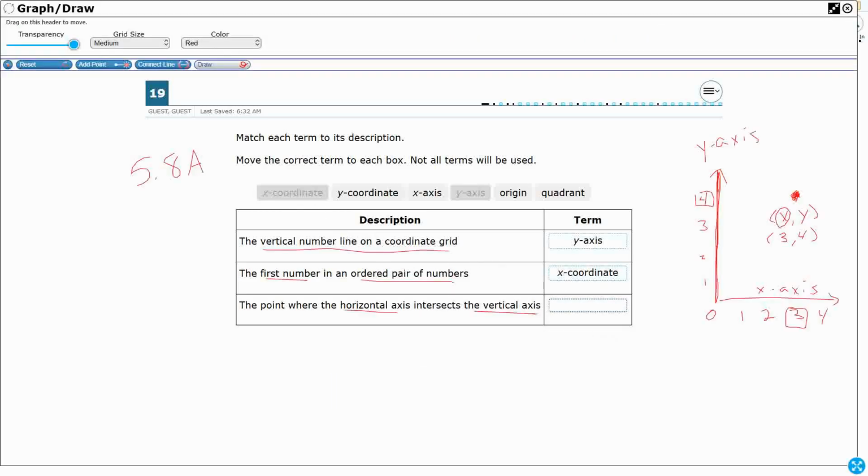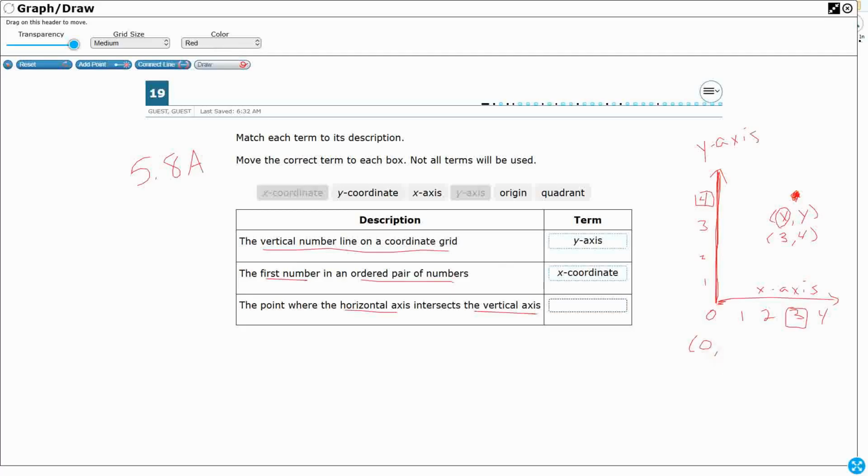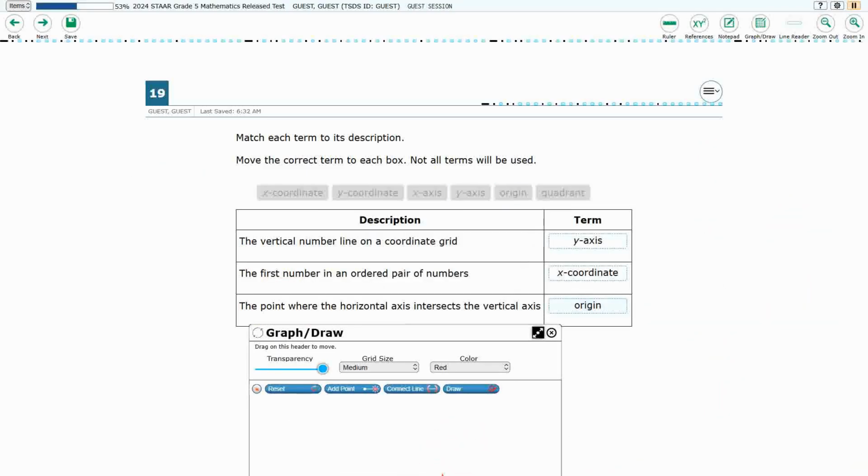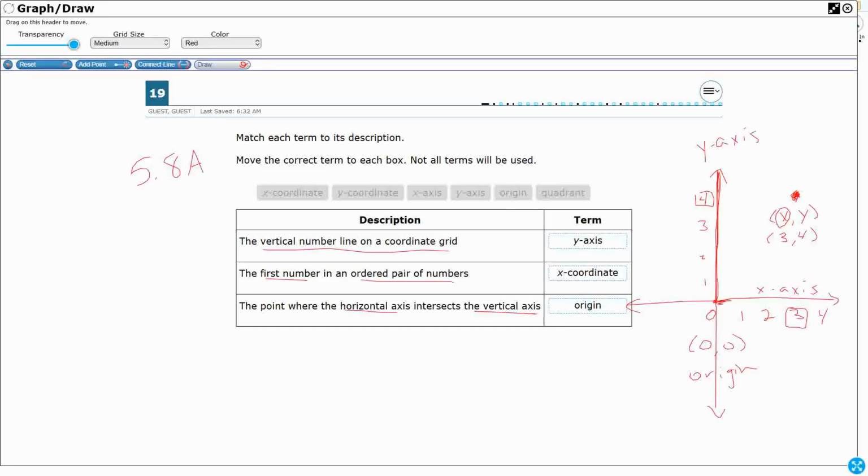And then finally, where do these two meet? Well, they meet at 0, 0, and 0, 0 has a very special place in the coordinate plane. It is called the origin because it's where each of the axes originate, at least in regards to the positive values. When we get into 6th grade, we're going to notice that these go in all 4 directions. So the origin is actually the center. So we could call this the origin, and that is how we get full credit on this 2-point problem.